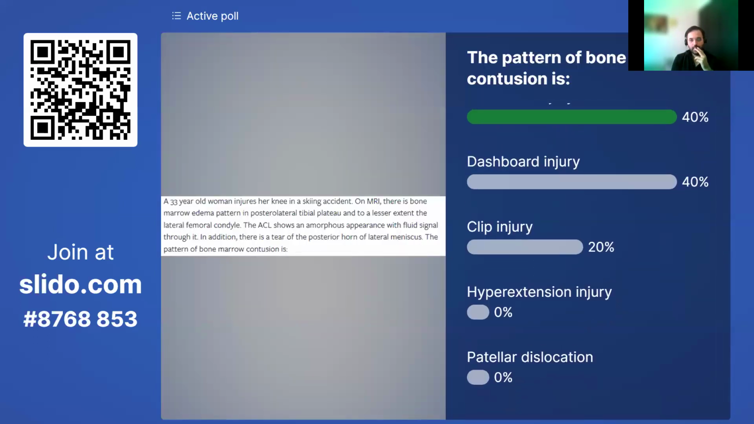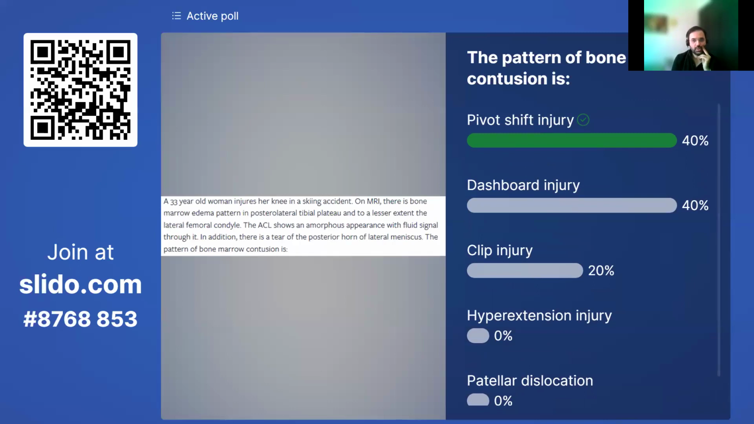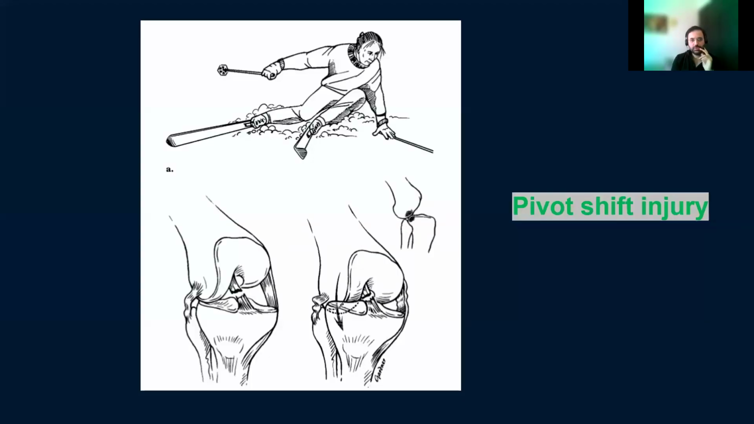So the answer is pivot shift. Now let me go to the explanation. So this is what a pivot shift injury is. It is basically a non-contact sport injury. That's point one. Second, it typically happens during skiing accidents, where you see internal rotation of the femur on the tibia, which is relatively fixed in position. You can see this in the schematic here.